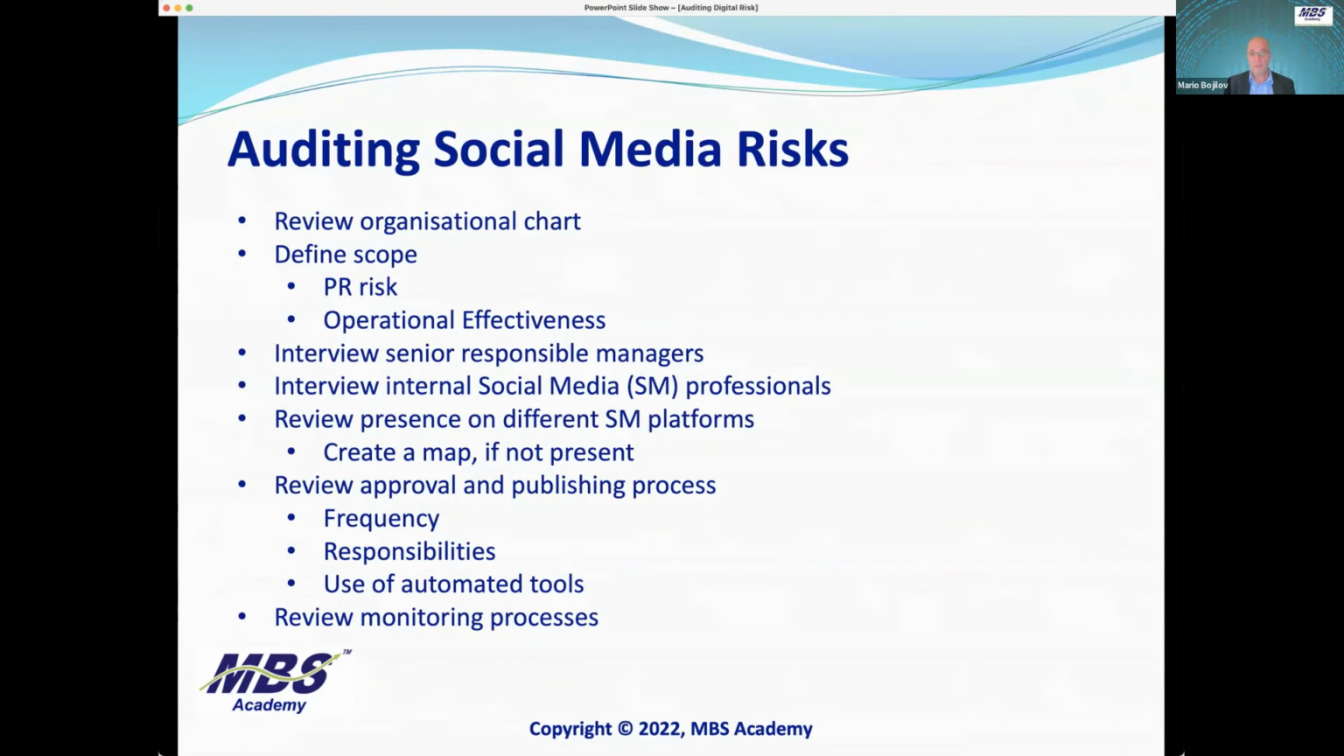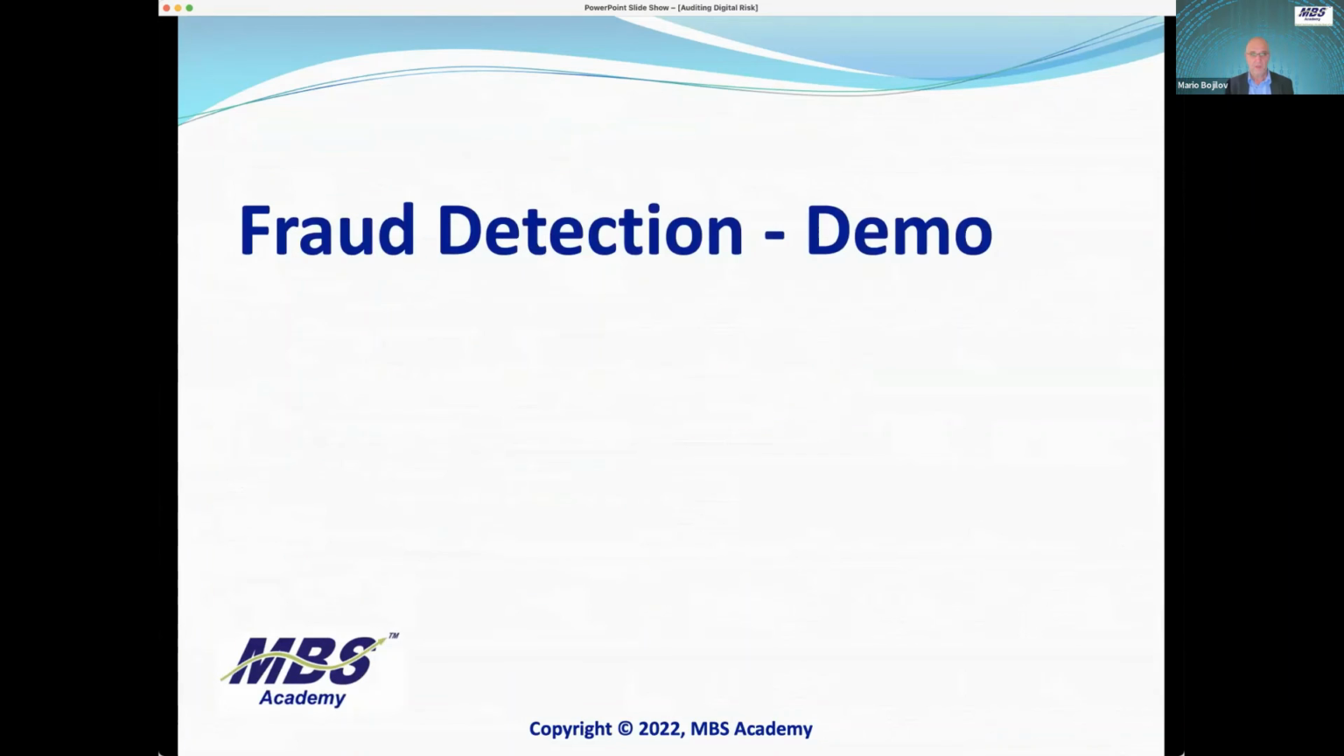And what are the monitoring processes? Does anybody within the team monitor this? If not, how often does audit monitor it? Or is there somebody else who needs to monitor it? Again, these are the questions which will come up in the review. So this is a high-level social media audit program, but just to give you an idea.